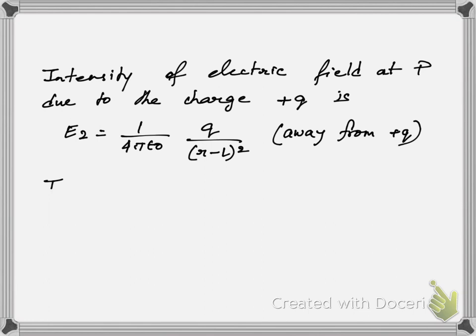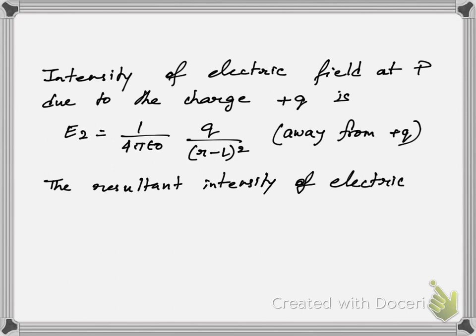So the resultant intensity of electric field at P is E net. It should always be the greater minus the lesser.